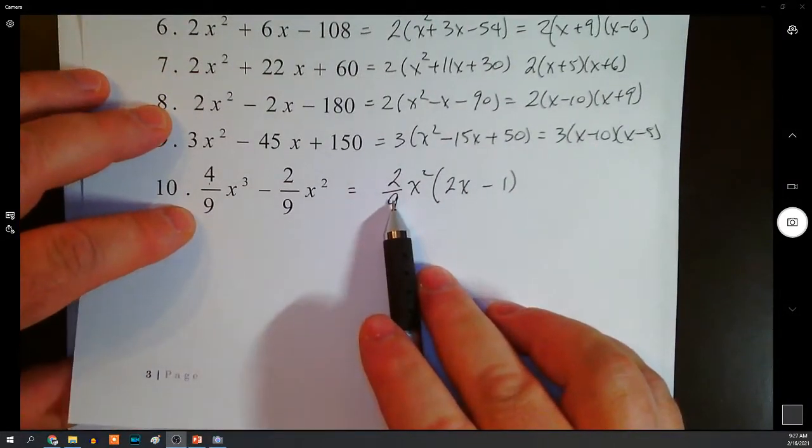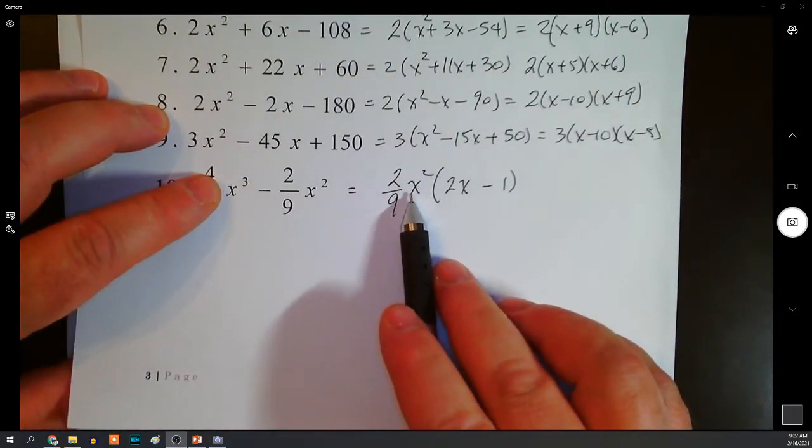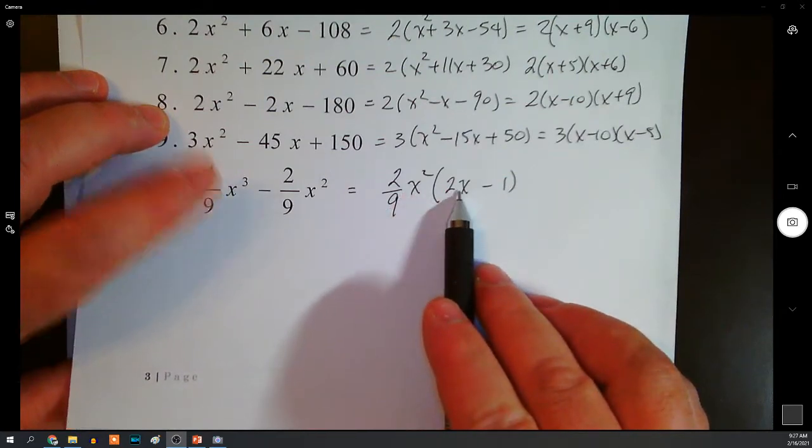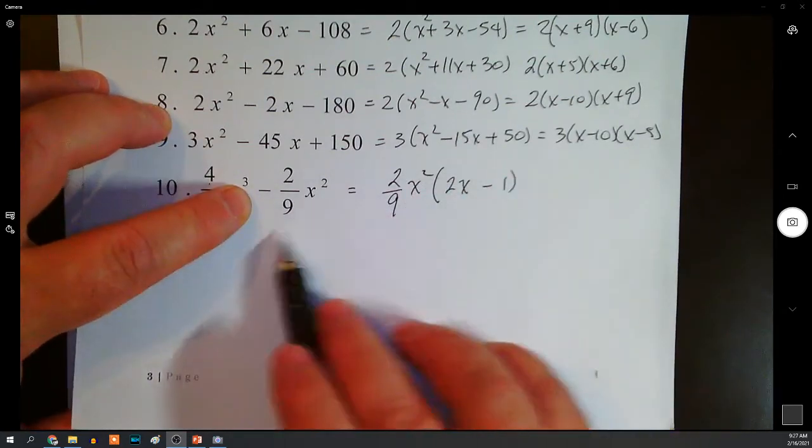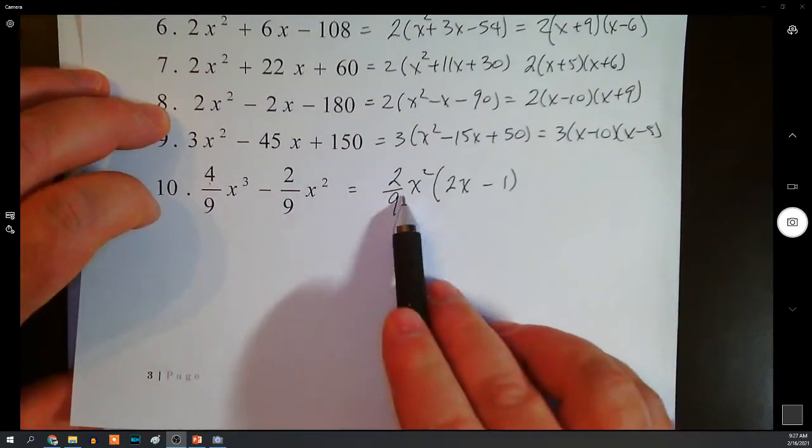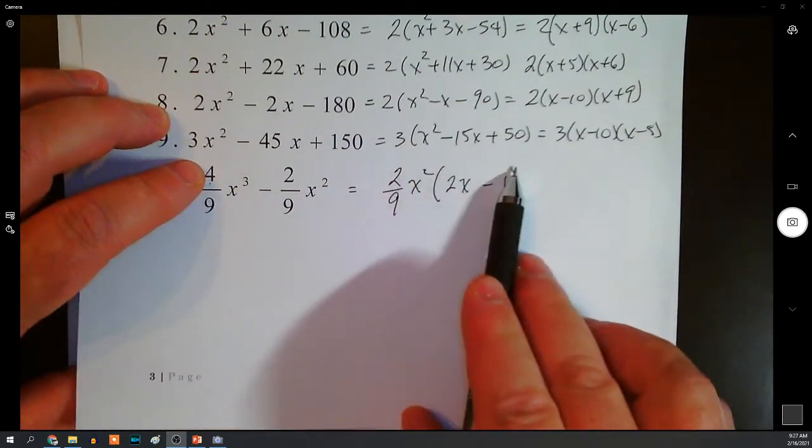Now let me make sure this is right. Let's look at the variable first. X squared times x is x cubed. That's good. X squared times negative 1 is negative x squared. So that's good too. 2/9 times 2 is 4/9. 2/9 times negative 1 is negative 2/9.